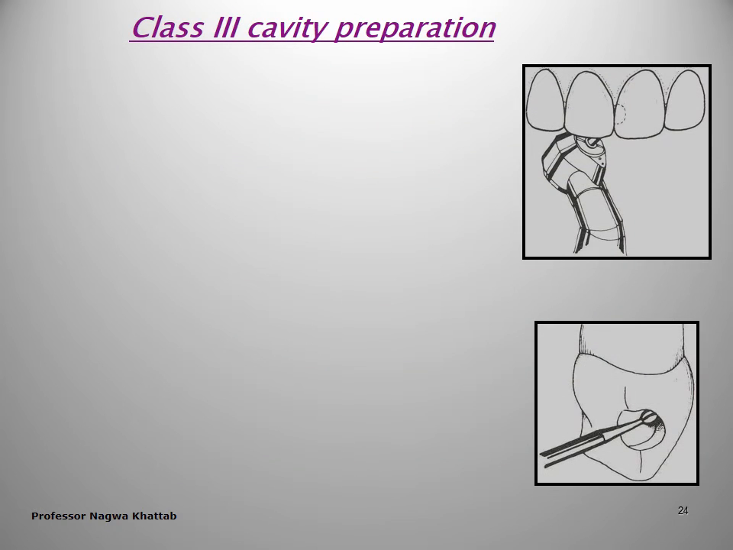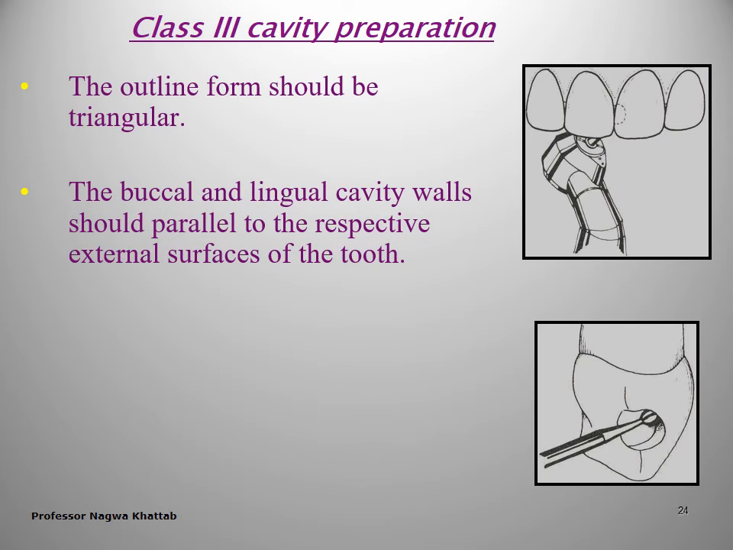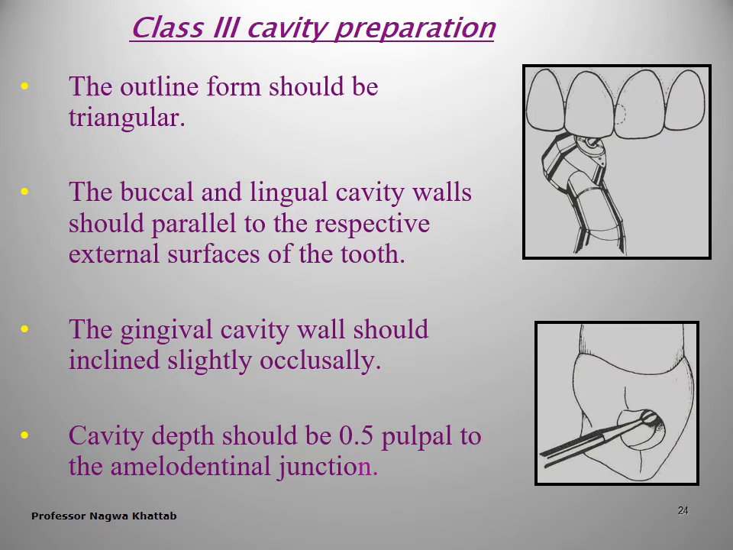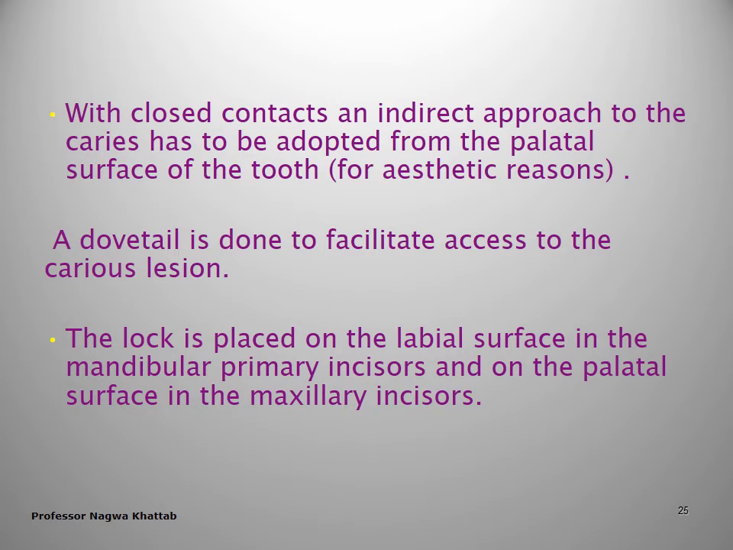As regards the class 3 cavity preparation, it is the same as the permanent teeth. You have to follow the outline, which is triangular in shape. The buccal and lingual walls should be parallel to the external surface. The gingival seat should be slightly inclined, and the depth of the cavity not more than 0.5 millimeter.